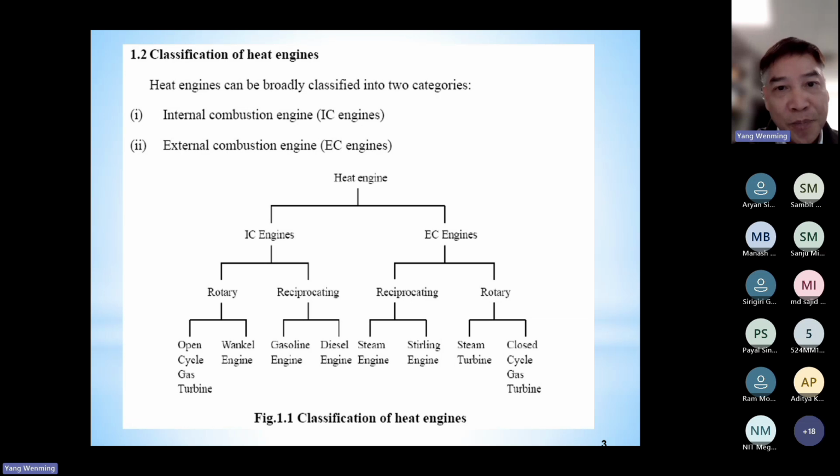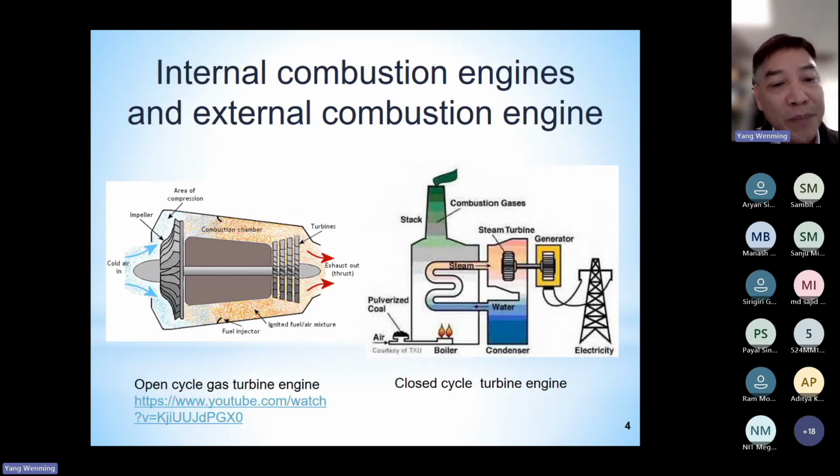Okay, so let me show you the 2 designs. The first one is the open cycle gas turbine engine. It is also a jet engine. The second one is the closed cycle turbine engine. It is actually an external combustion engine. Okay, later we'll share with you about the difference between these two.